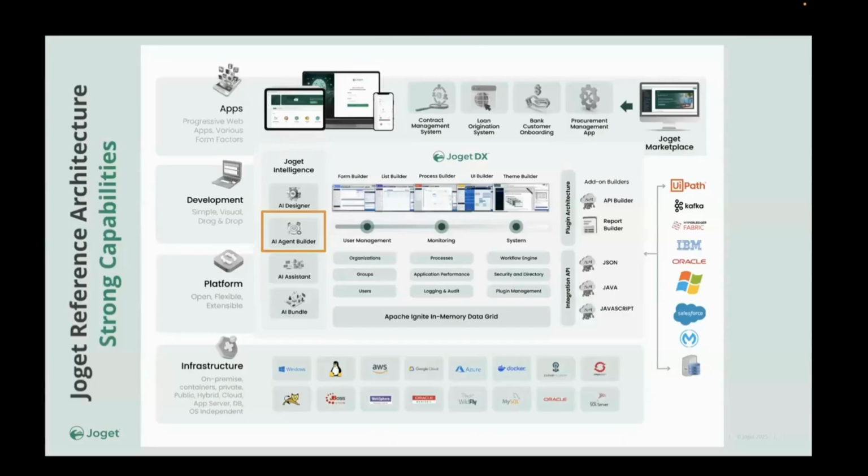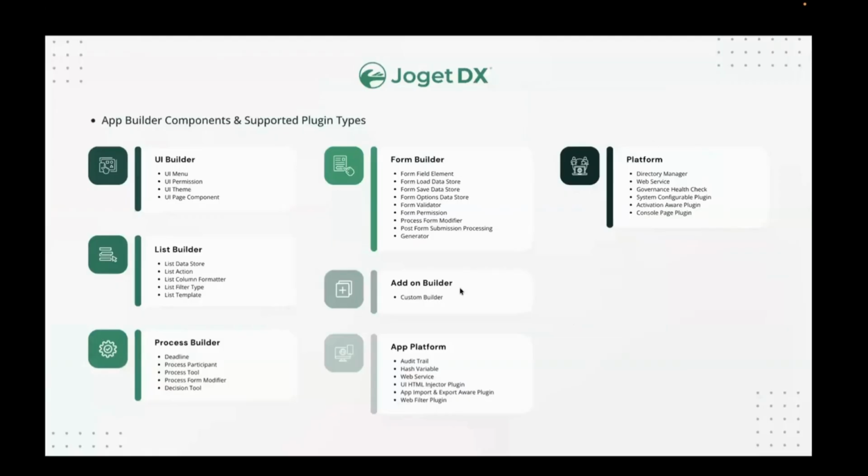So Joget DX, specifically the product, is an enterprise application development platform where it has an extensible plugin architecture, where new functionality can be brought into the platform itself. So for example, in the form builder, there's a form field element. So new ways of inputting into a form can be extended or developed.